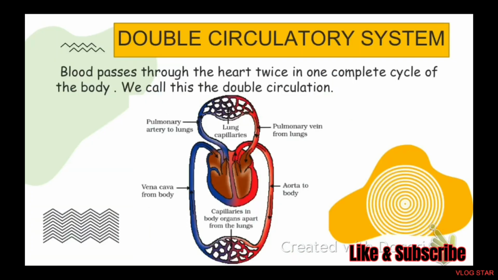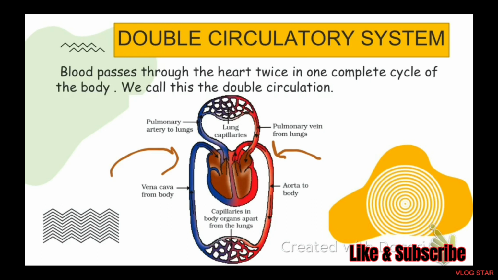Now we have seen that the blood was flowing through the heart twice. How? At first, it has entered the heart through the right atrium, that is the vena cava from the body. It is going into the heart, and then it is going to the lungs for purification, coming back again to the heart, and then from the heart it goes out.